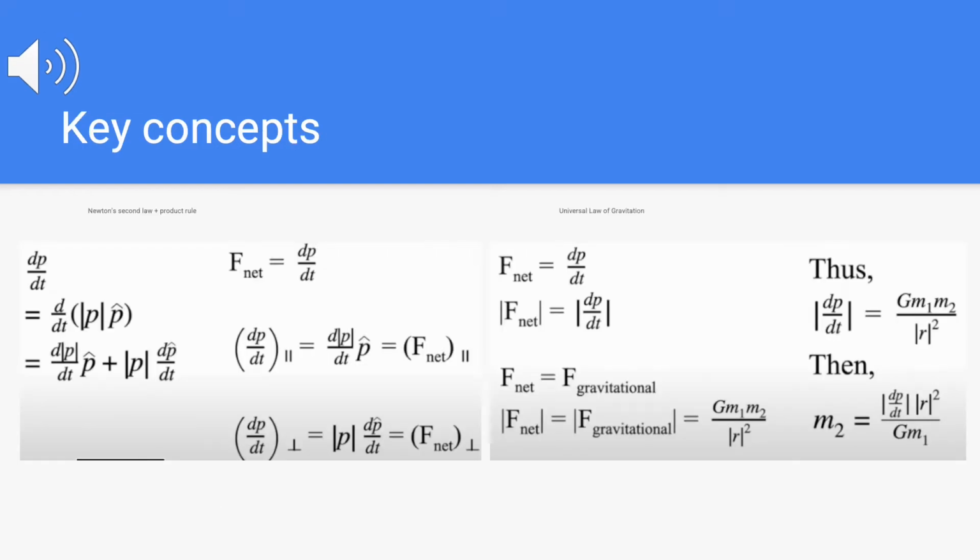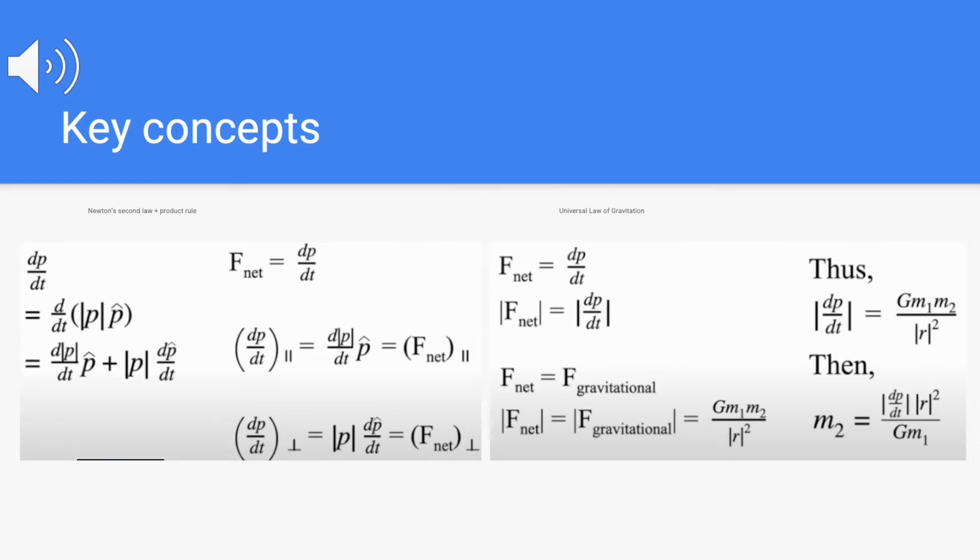The rate of change of momentum is expressed as dp/dt, where p is a momentum vector. Any vector can be represented as a product of its magnitude and unit vector. We use this fact to differentiate the momentum vector, yielding an equation with two components.